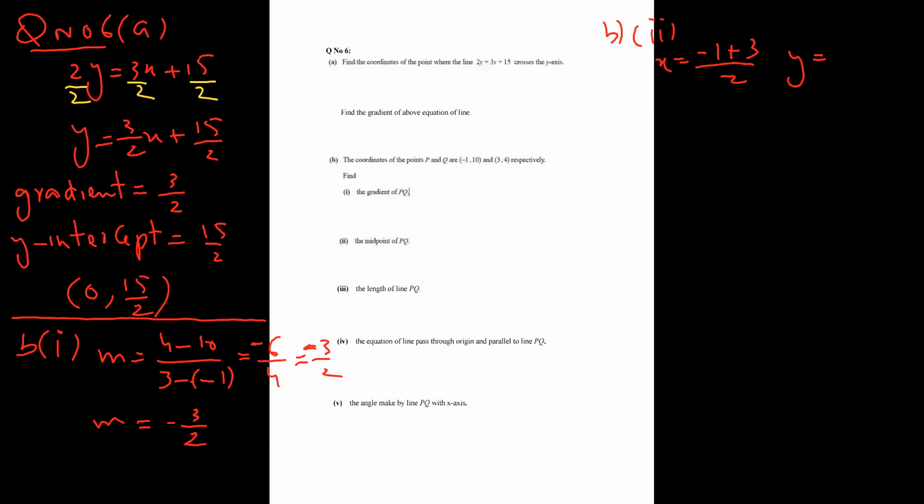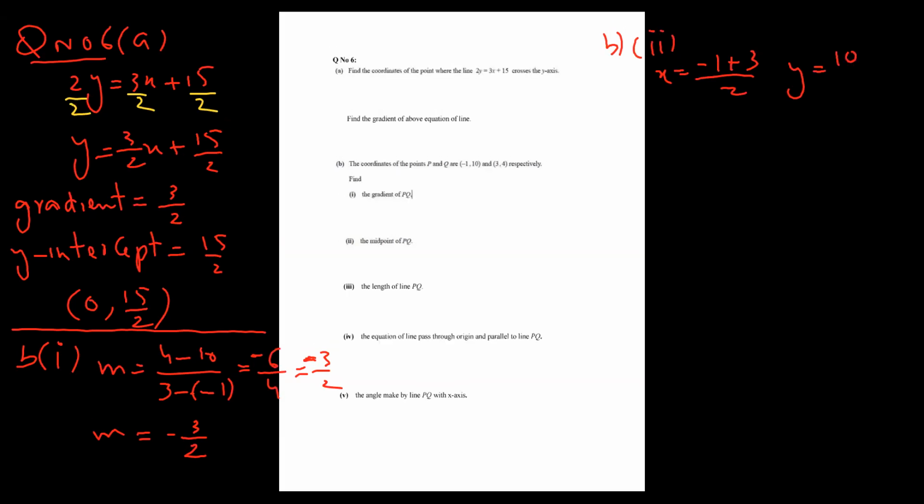B part II, easy job. Just check your answers. I write directly. So x1 is minus 1, x2 is 3 by 2, y1 is 10, y2 is 4 by 2. And I got a 1, and I got a 7. So the midpoint is so simple: (1, 7).